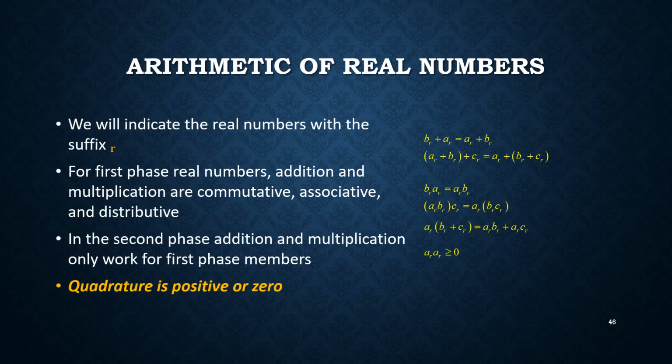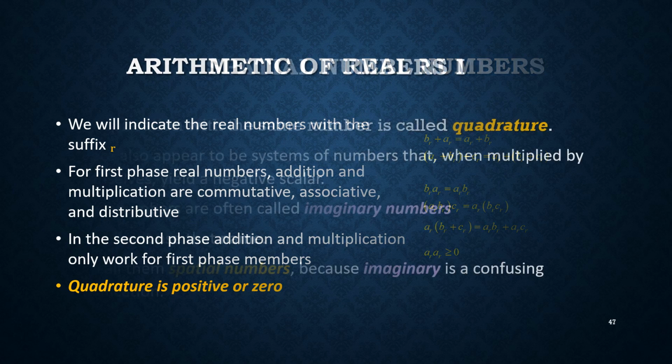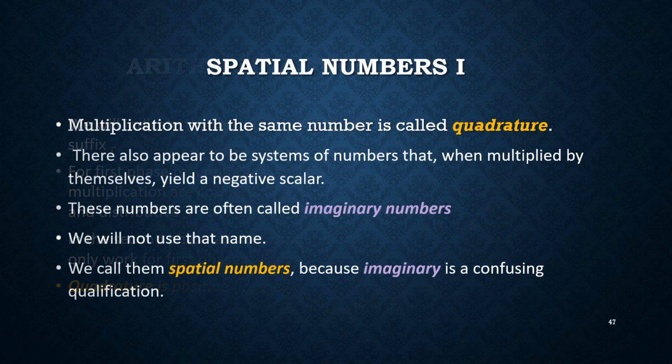We will indicate the real numbers with the suffix r. For first phase real numbers, addition and multiplication are commutative, associative, and distributive. In the second phase addition and multiplication only work for first phase members. Quadrature is positive or equals 0. Multiplication with the same number is called quadrature.